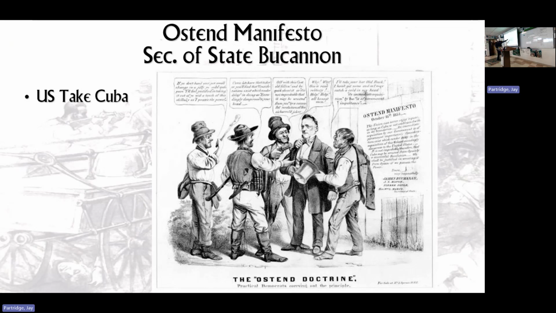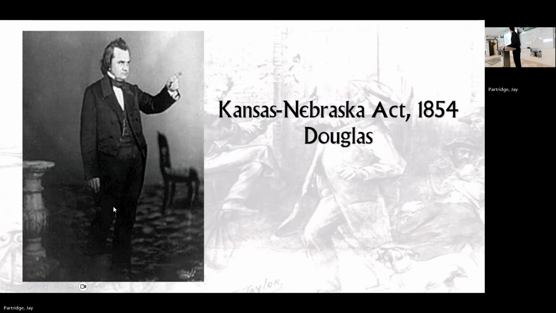And here's Buchanan, and this is one of the more famous cartoons with the Ostend Manifesto, and they call it the Ostend Doctrine. But these are filibusters threatening Buchanan. But he was a doughface. Now, it did not happen. Obviously, the U.S. did not annex Cuba. But this shows the divide. But also, Northerners are like the South will not quit till they make every place a slave state.